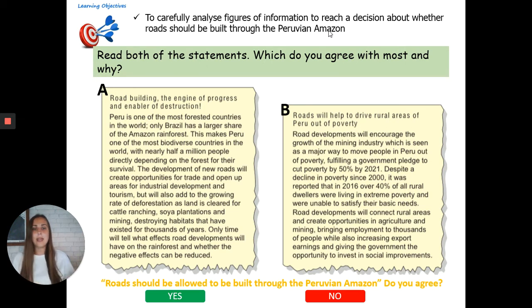Do I agree with A? Do I agree with B? Are there parts of A I agree with, but parts of A I disagree with, and so on? So just have a look and a read through that. Make sure you do, because it'll really help you with your final decision and the final task overall as to whether you're going to allow the roads to be built or not.